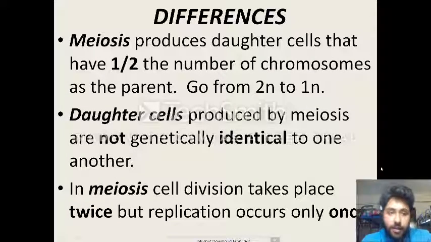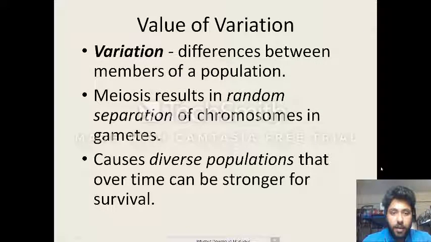So mainly the differences. Meiosis produces daughter cells that have half the number of chromosomes as the parent, going from 2n to n. Daughter cells produced by meiosis are not genetically identical to one another, but in mitosis, they are exactly identical. In meiosis, cell division takes place twice, but replication occurs only once. So this is the source of variation and all.